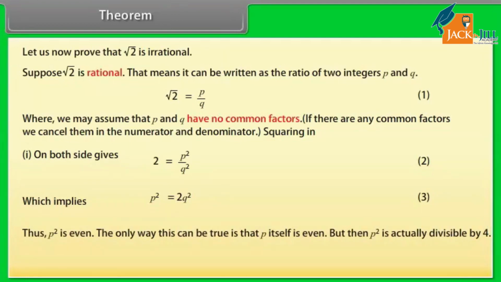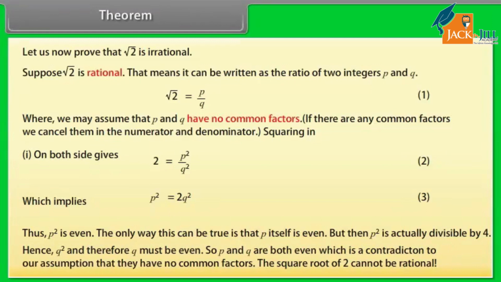Thus, p square is even. The only way this can be true is that p itself is even. But then p square is actually divisible by 4, hence q square, and therefore q, must be even. So p and q are both even, which is a contradiction to our assumption that they have no common factors. The square root of 2 cannot be rational.